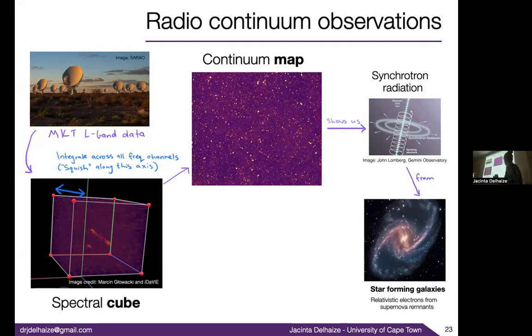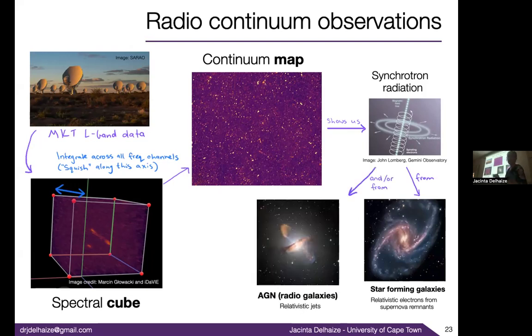Well, relativistically, they interact with the overall magnetic field of the galaxy, releasing synchrotron radiation. So one of these dots, for example, could be a star-forming galaxy. Then another dot could be an AGN. So that's the second process that can release radio synchrotron: the radio jets of an AGN that happens to emit in the radio, and we call these radio galaxies.